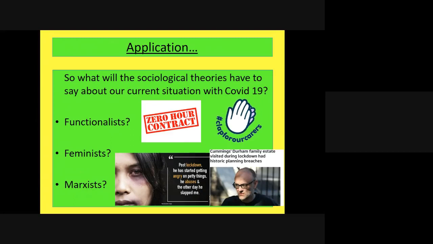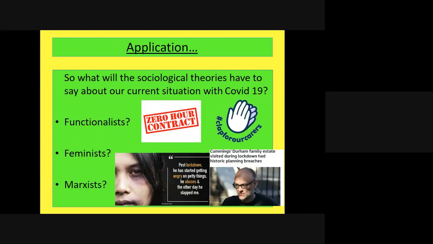Okay, this idea of value consensus, so everyone agreeing the same thing, so everyone believing that our health is vital, everyone agreeing that we need to be grateful to the NHS, everybody following a set of rules set out by the government to make sure that the best outcomes happen for everybody.